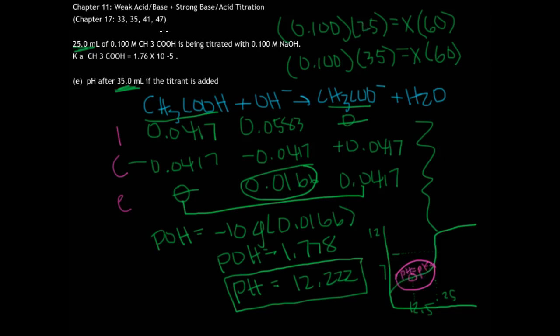So that is how you do a weak acid, strong base titration. A strong base, weak acid titration would be done very similarly. You would just be starting off at a different point. Again, you have to be able to do this at any point of a titration curve. All right.